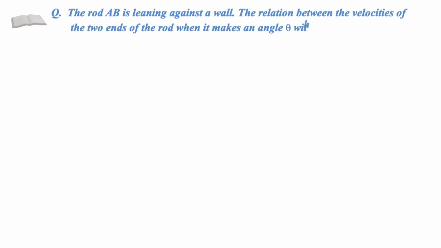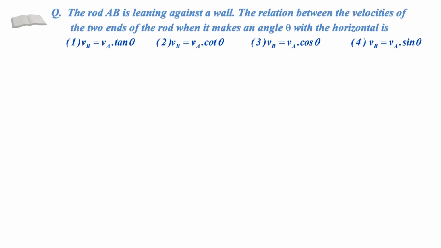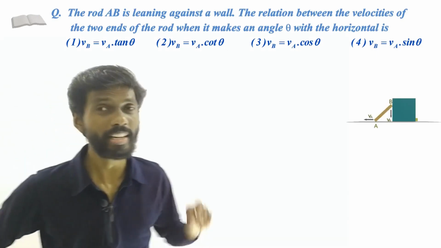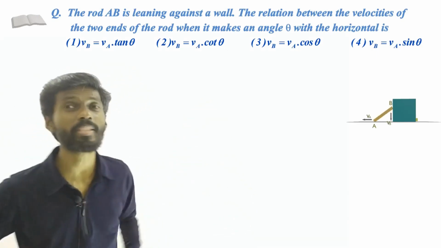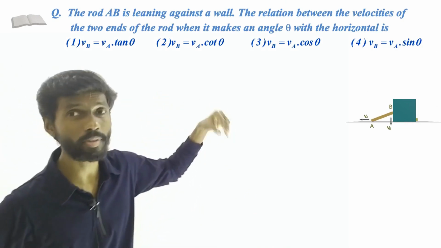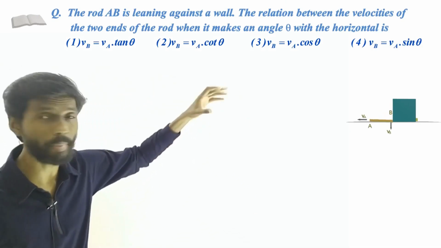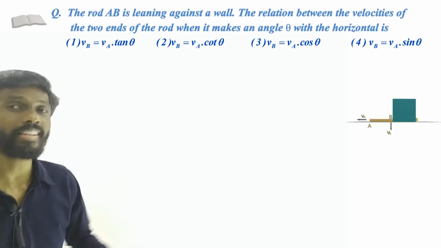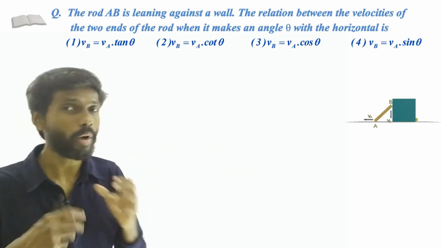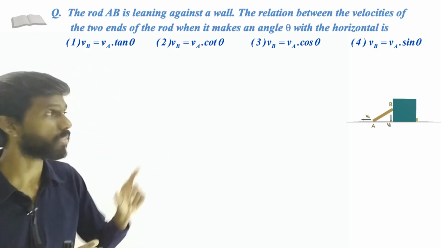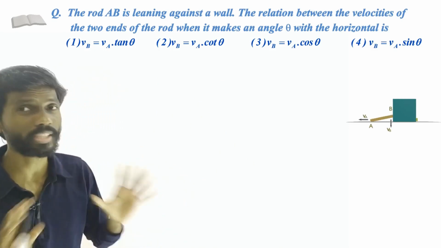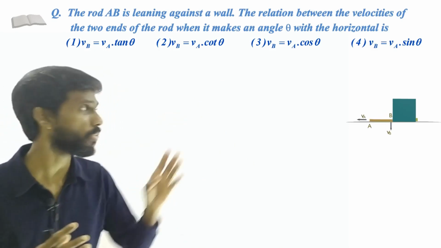The rod AB is leaning against a wall. The relation between the velocities of the two ends of the rod when it makes an angle theta with the horizontal is? Here a rod leaning against a wall is slipping. That means the position of the point B, one end of the rod, is lowering, coming down, and the other end A is moving in the horizontal direction. Now what is the relation between the velocities of these two endpoints, A and B? Not the same, right? So there must be some relation between these two velocities.